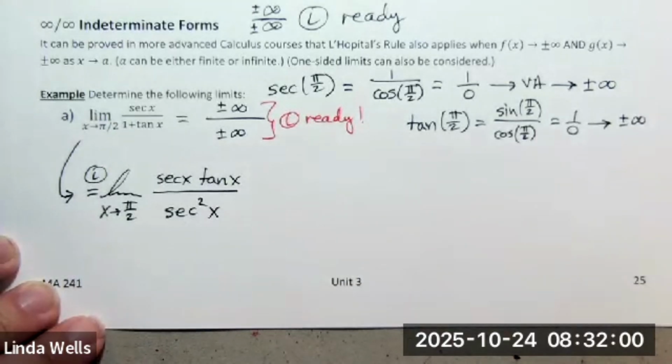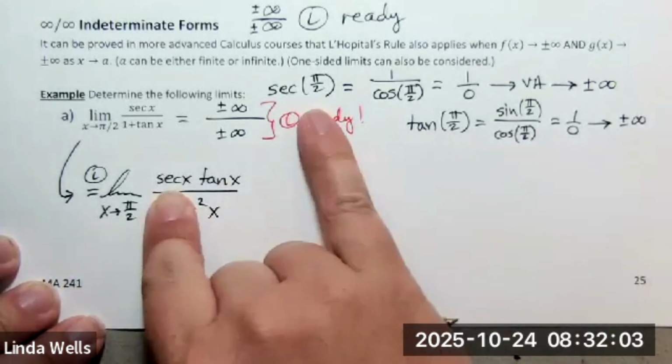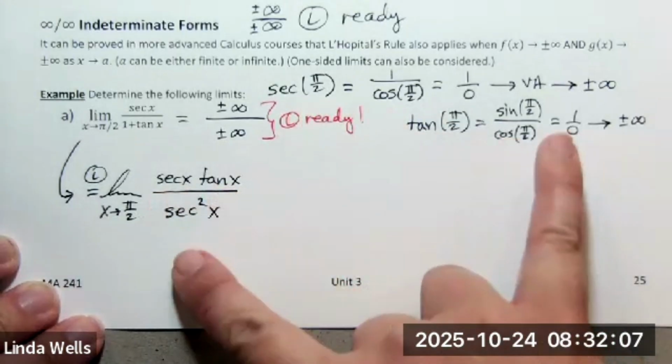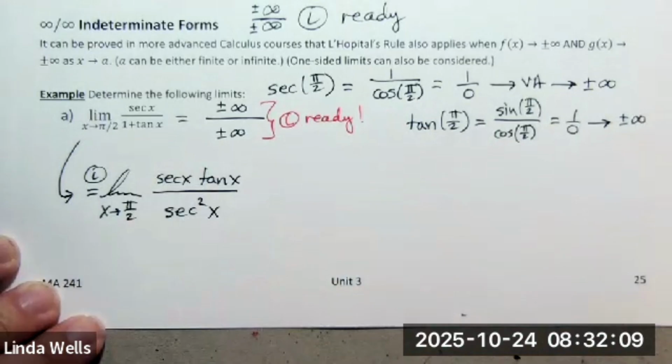All right, plug in pi over 2. We already know that secant is going to be plus or minus infinity, tangent is going to be plus or minus infinity, and all of these are plus or minus infinities. So you have infinity over infinity. Should you do L'Hopital again?